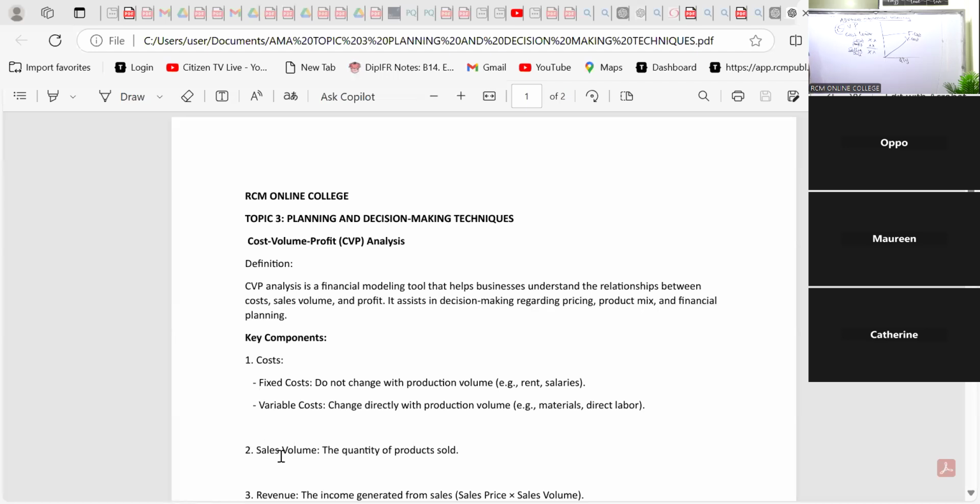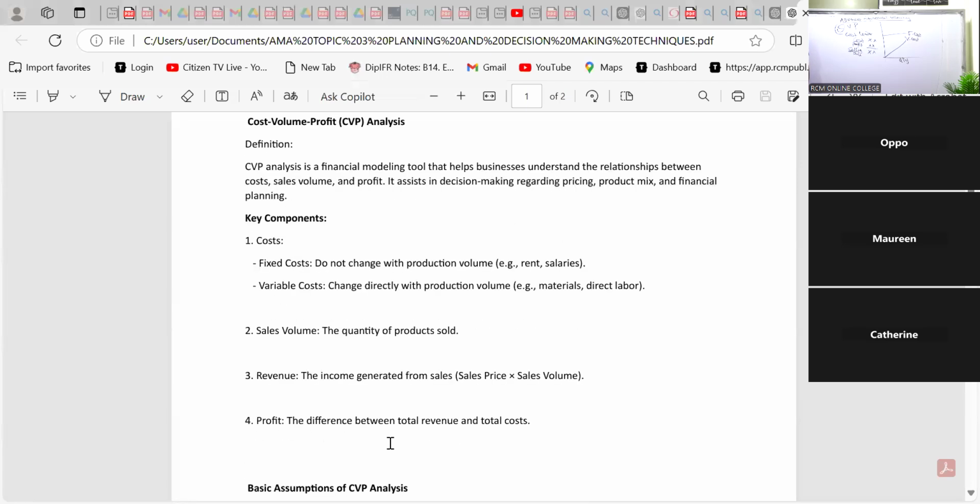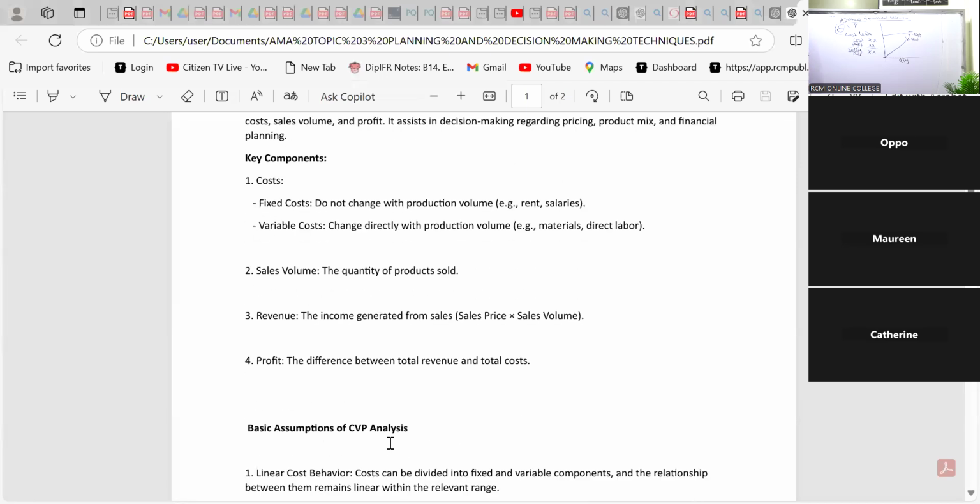Then we have sales volume. Of course, sales volume stands for the quantity of products that we sell. Then we have revenue. Revenue is sales. It is the income generated from sales.